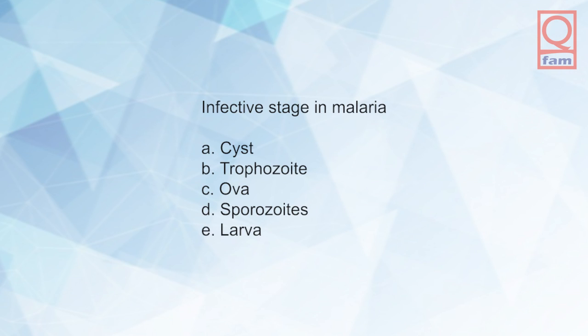Infective stage in malaria. A. Cyst. B. Trophozoite. C. Ova. D. Sporozoites. E. Larva. The answer is D. Sporozoites.